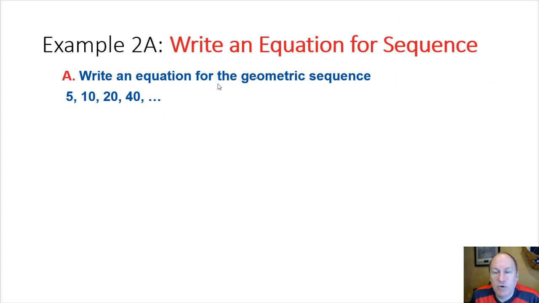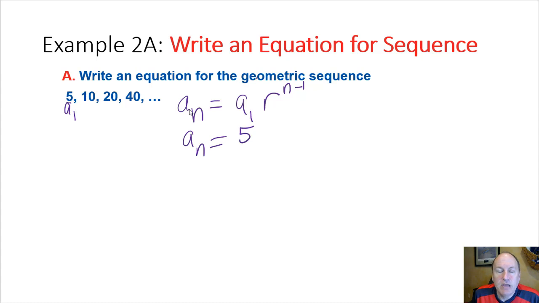Now let's use that formula to actually generate an equation for any term in the sequence. For example, let's write an equation for the geometric sequence 5, 10, 20, 40. Our formula is a sub n equals the first term times r to the n minus 1. Here, a sub n is going to be any term, and a sub 1 in our situation is 5. The common ratio we can find by dividing any two consecutive terms. For example, 10 divided by 5 is equal to 2, and 20 divided by 10 is also 2. So our common ratio r equals 2.